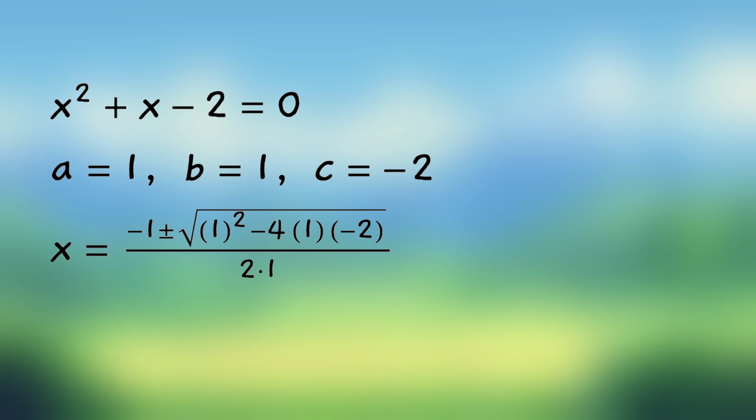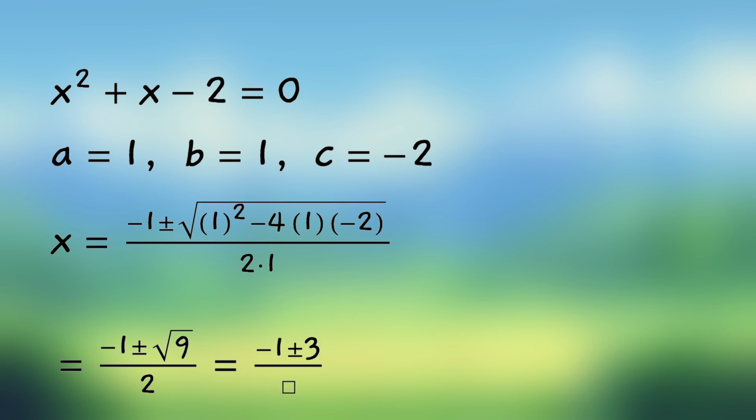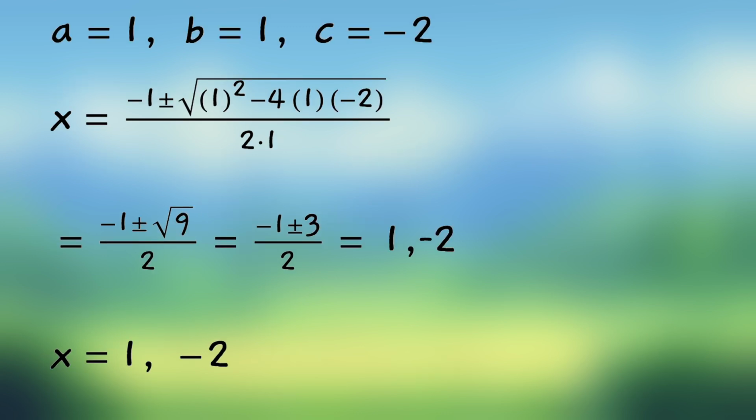Now let's quickly compute the 2 answers. We have negative 1 plus or minus the square root, and the number under the radical is 1 minus negative 8, which is 9. Now the square root of 9 is 3, so the 2 answers are negative 1 plus or minus 3 over 2. If you do this once with a plus sign, you get 1, and if you do it again with a negative sign, you get negative 2. So for this equation, the 2 solutions are 1 and negative 2.